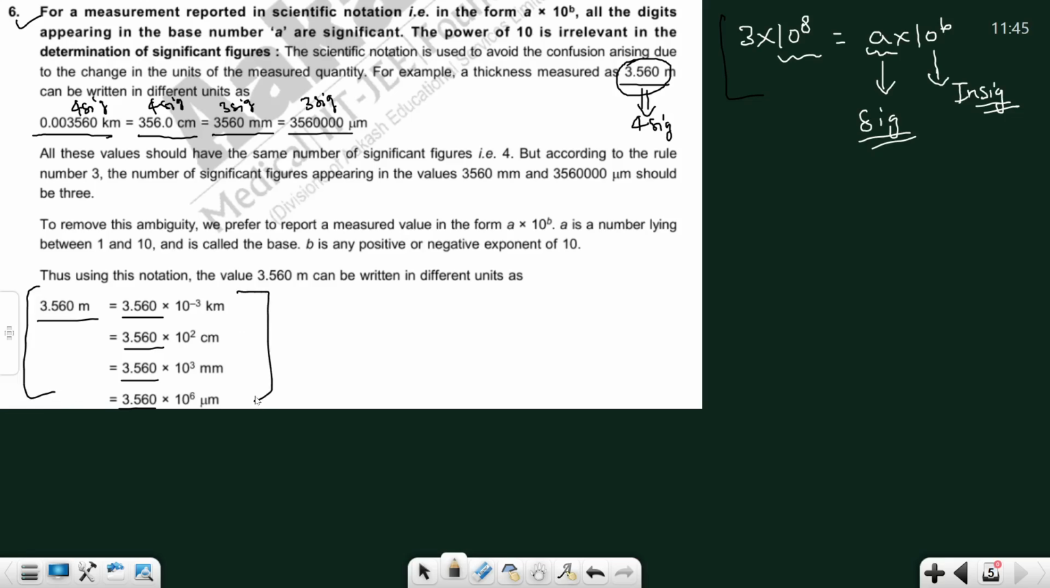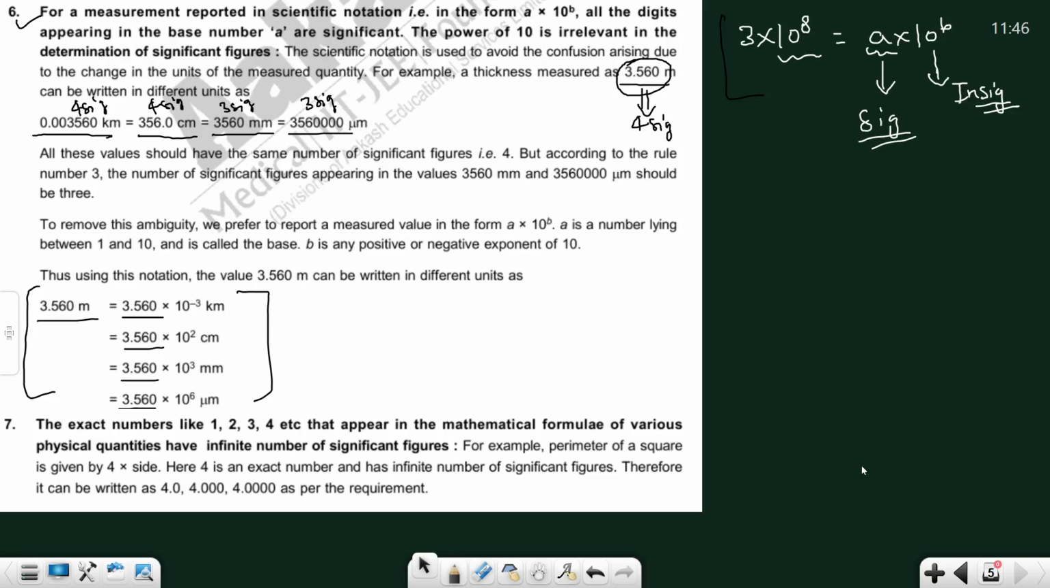Note the bold one, the last one, and this one: 3 into 10 to the power 8. It is a into 10 to the power b. Only a is significant, and 10 to the power b is insignificant. Okay.